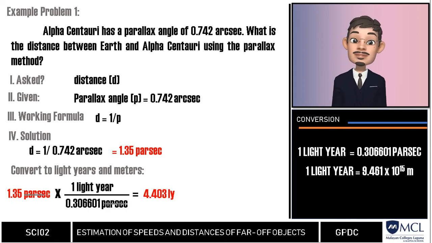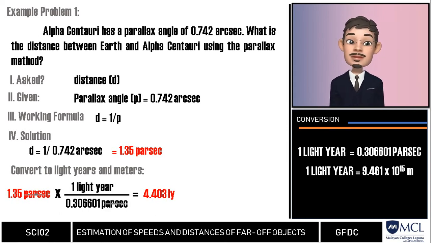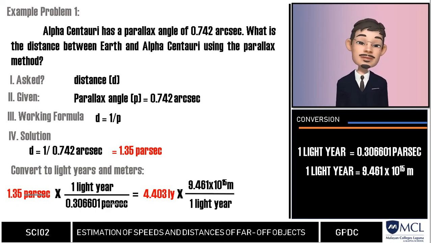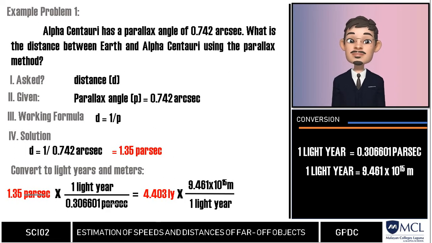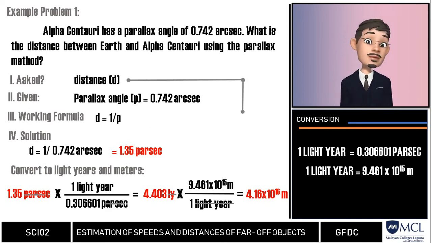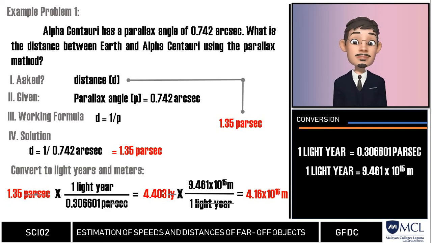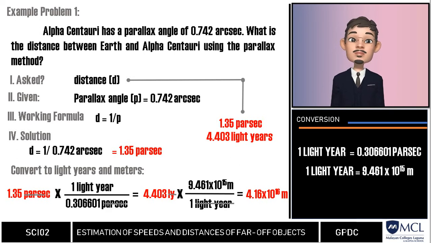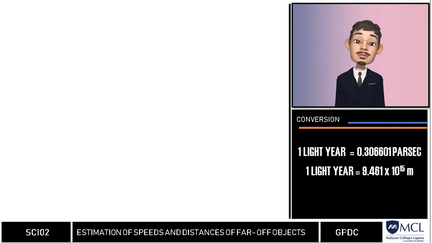We may want to further convert this to meters by multiplying by our conversion factor, 9.461 times 10 raised to 11 meters over 1 light year. We cancel the unit light year, and finally, our answer is 4.16 times 10 raised to 16 meters. Therefore, the distance between the Earth and Alpha Centauri is 1.35 parsec, or 4.403 light years, or 4.16 times 10 raised to 16 meters. Let us have another example.